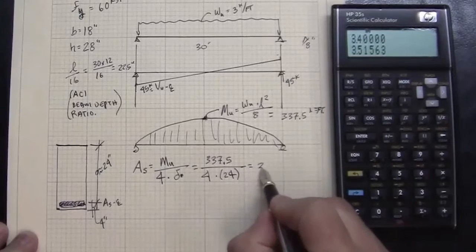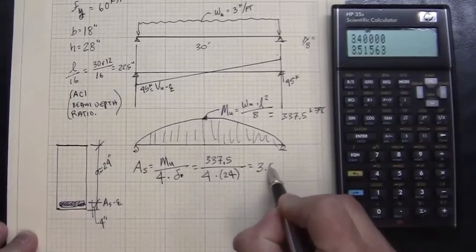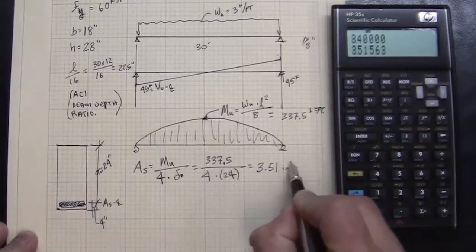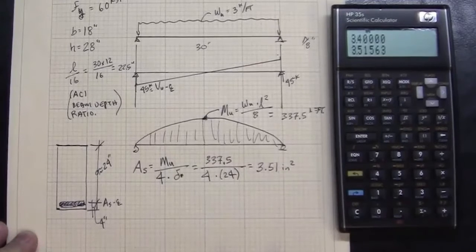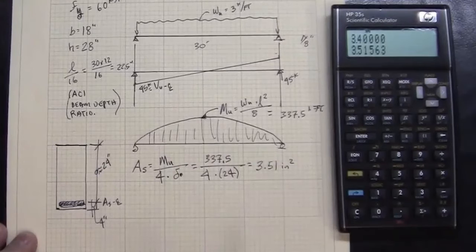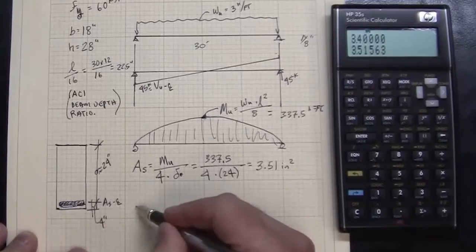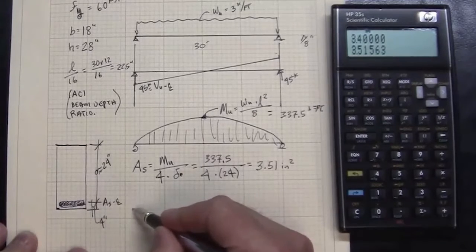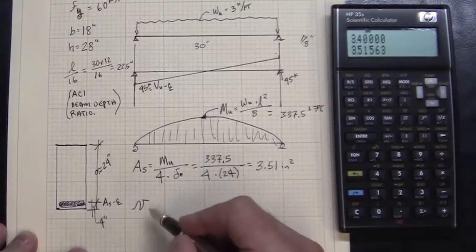And I'm going to come up with a number approximately 3.5 inches squared. This is a quick way to get an early approximation of the steel quantity. We could also look at another rule of thumb, which would be on the shear stress.